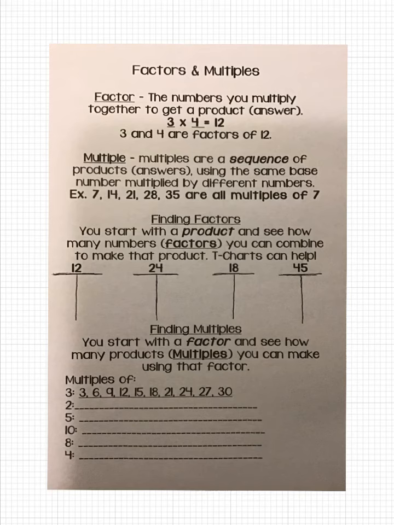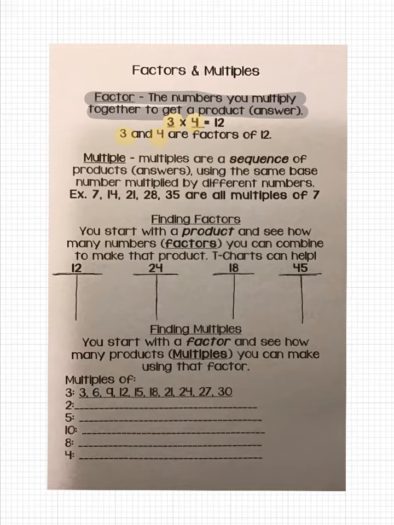All right, today we are going to talk about factors and multiples. Grab your highlighter and we need to highlight our first vocab word, factor. A factor is the numbers you multiply together to get a product. So the numbers you multiply, that means 3 and 4 are the factors of 12. 12 isn't the factor. 3 and 4 are factors of 12.